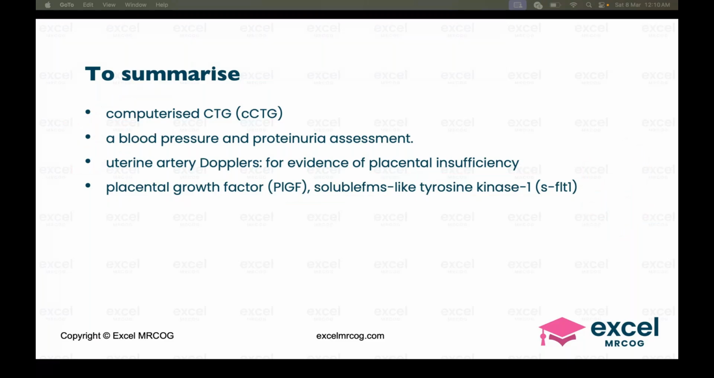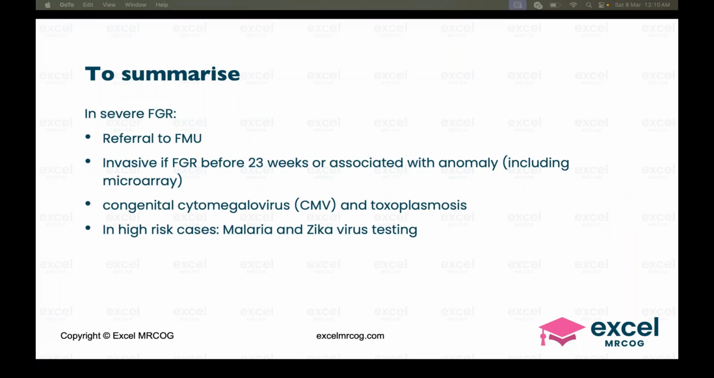Then in severe FGR, referral to FMU, invasive testing if less than 23 weeks with normal scan, or if there is association with anomaly. CMV and toxoplasma, always in severe SGA, okay? And high-risk cases, that is those who have gone to countries where these infections are endemic, malaria and Zika virus. Okay.